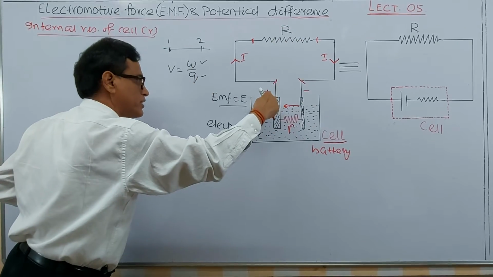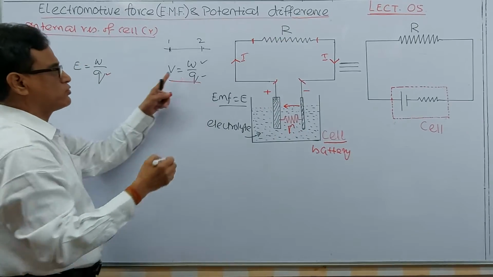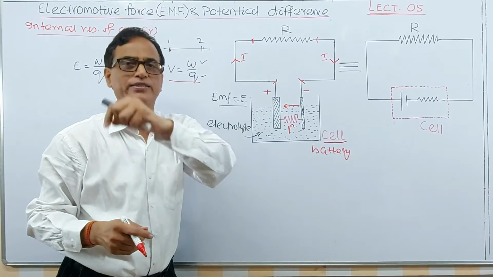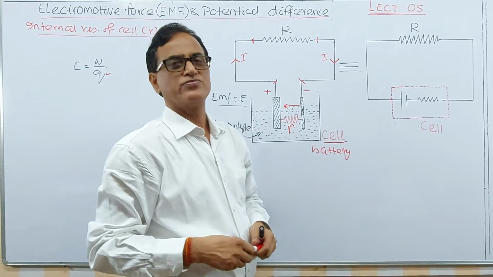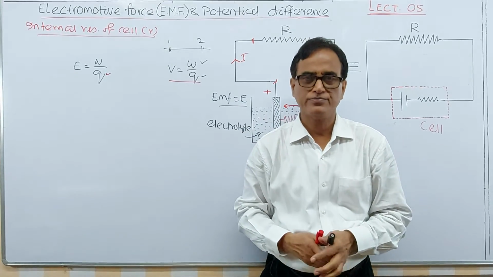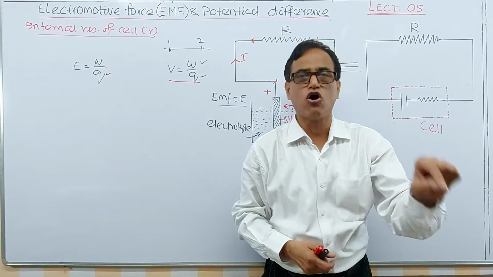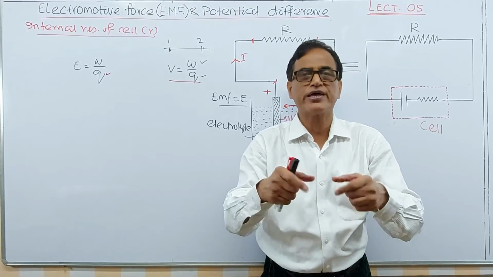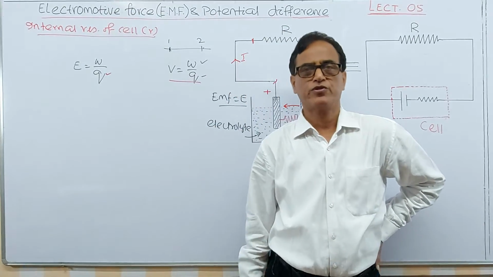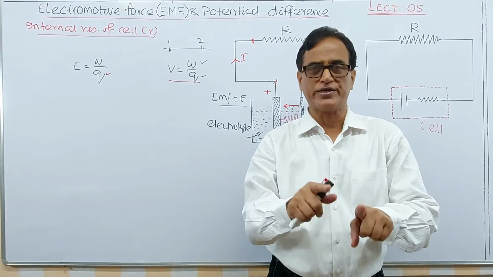Throughout the circuit, but potential difference is the work done to carry the charge from one point to another. Then the question arises, which is the cause, which is the effect? Can you answer? Potential difference is the effect, EMF is the cause. You are applying the EMF, you are creating the potential difference by which you allow the current to flow in the circuit. So EMF is the cause, potential difference is the effect.